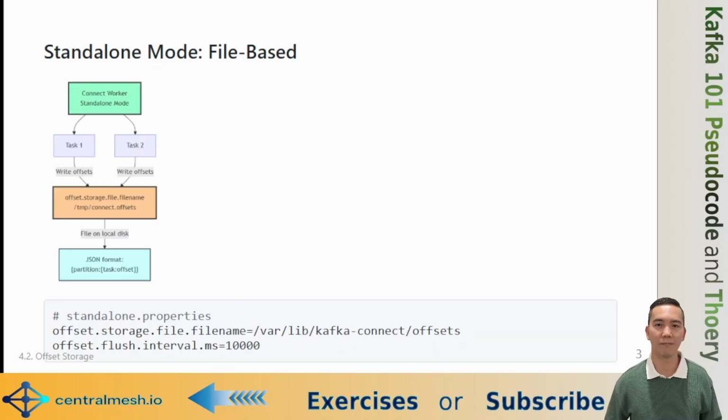The second property, offset.flush.interval.ms, controls how frequently Connect writes its in-memory offset to disk. In this example, offsets are flushed every 10 seconds. Choosing this value involves a trade-off.